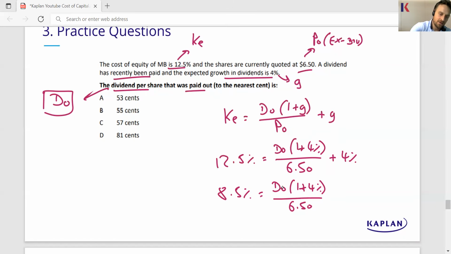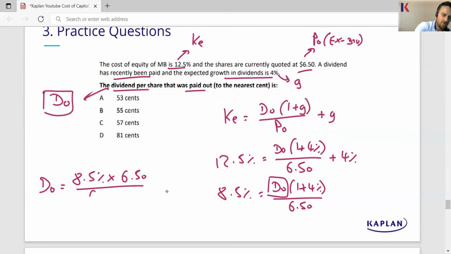This is what I'm trying to find. So what I'm going to do is times both sides by 650 to clear that over here. And then I'm going to divide it by 1 plus 4% to get that. So what we're going to end up with is D naught equals 8.5% times 650 divided by 1 plus 4%.